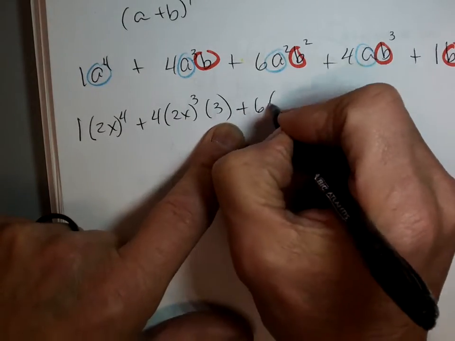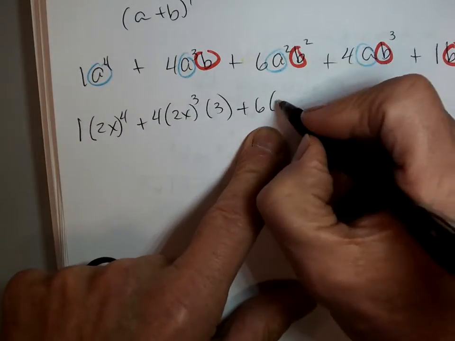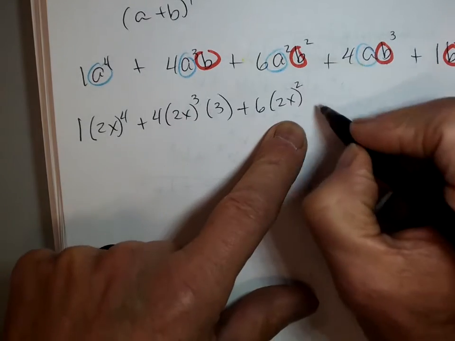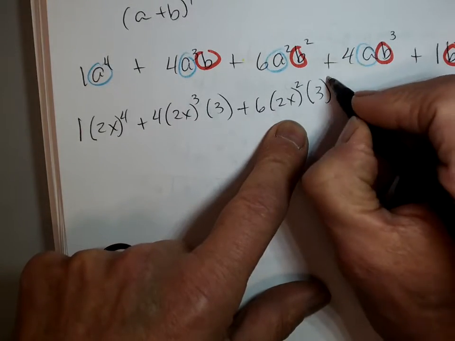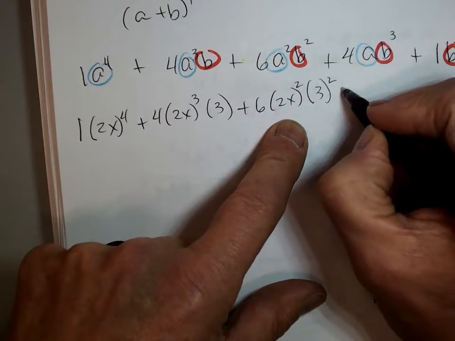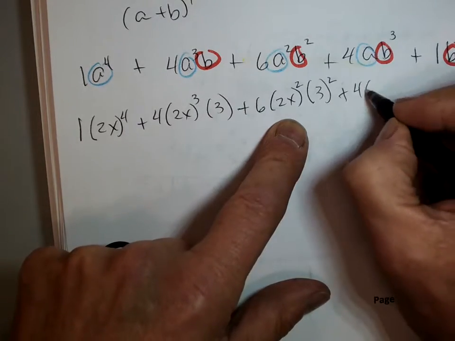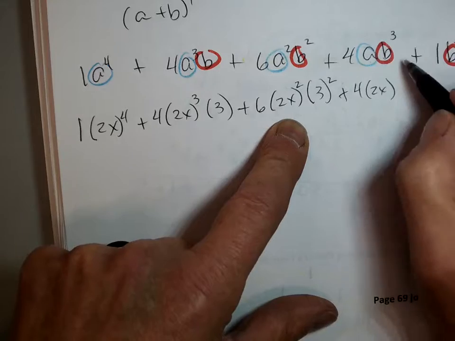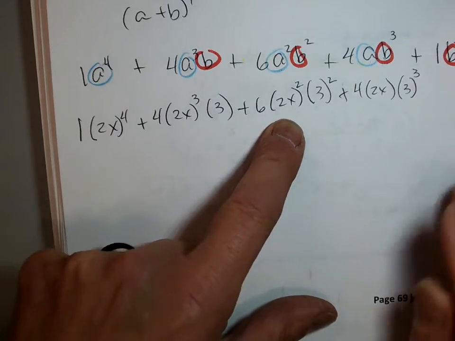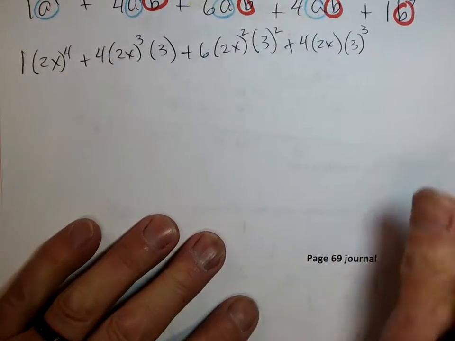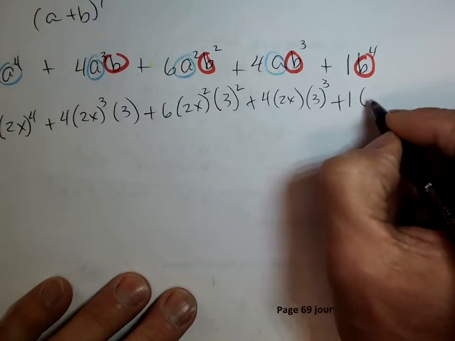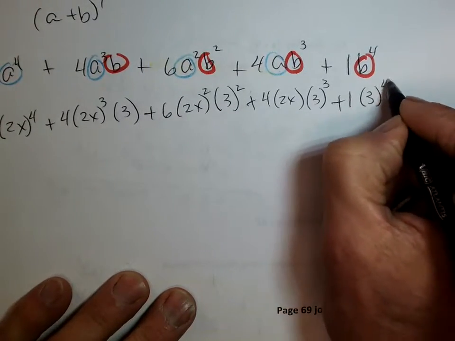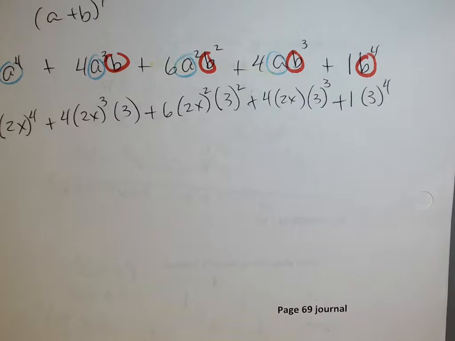Plus 6 a squared. I'm going to substitute in 2x for my a, so (2x) squared, times my b, which is 3 squared, plus 4. Again, I'm going to substitute in 2x for my a, and 3 for my b, or 3 cubed, okay? Scoot it over, plus 1 times b to the 4th, so 3 to the 4th, okay? Now, that wasn't hard. The tricky part now is just to make sure I simplify correctly. I don't want to make any dumb mistakes, which I'm famous for, so hopefully I won't.